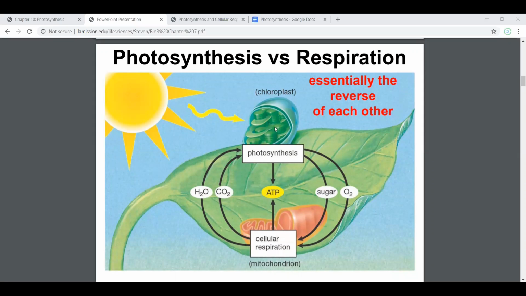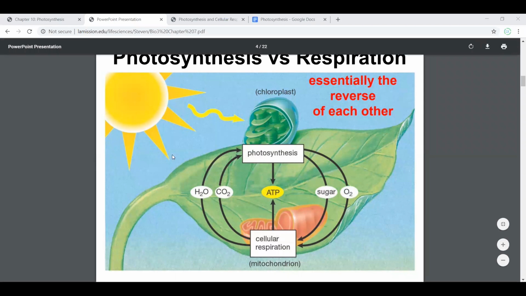But what we can also see from this diagram is that the sun is powering the chloroplast, and that's really important. That shows you that the sun is pretty much the basis of all energy on Earth.